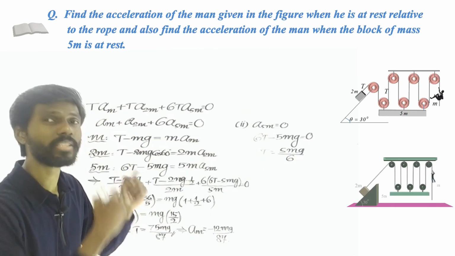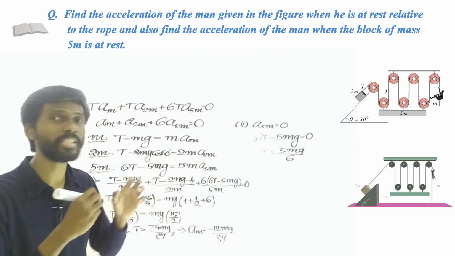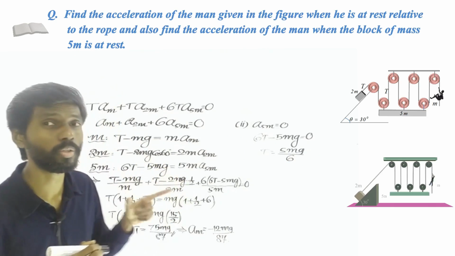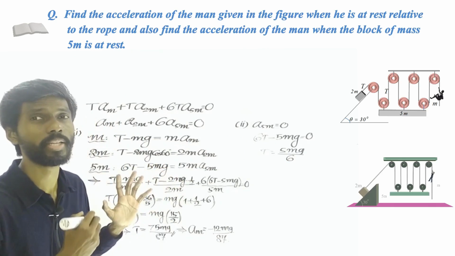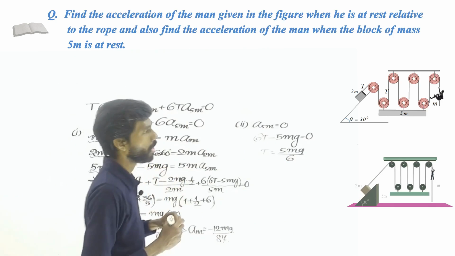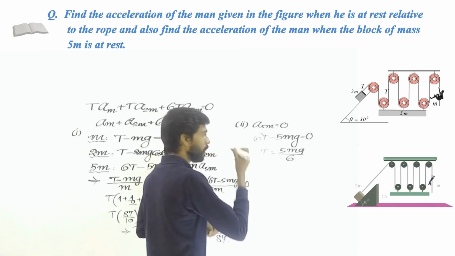Now we have to find the acceleration of the man. So this time the man is not at rest with respect to the rope. Okay, he is climbing up with some acceleration. That acceleration we have to find. So what is the acceleration of the man? So the tension in the upward direction.